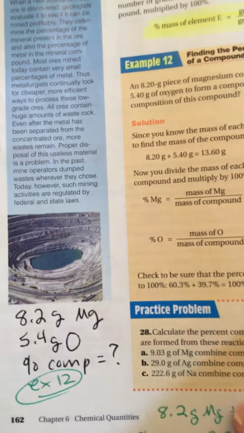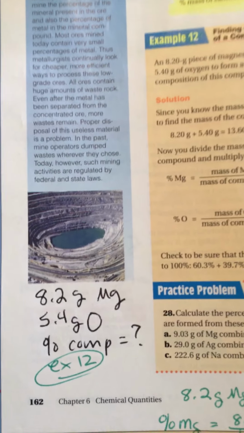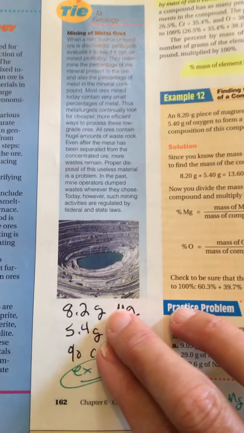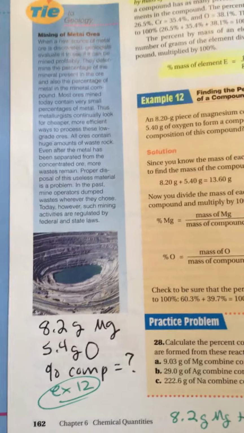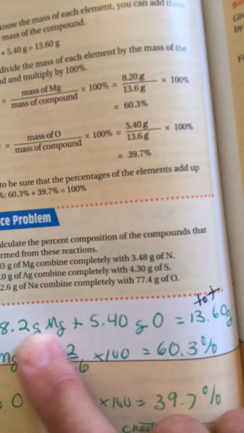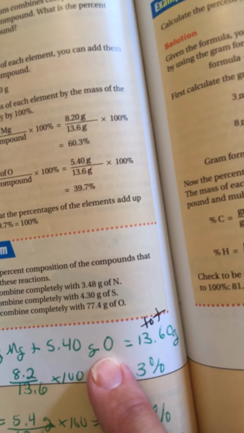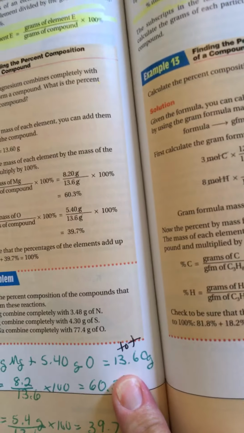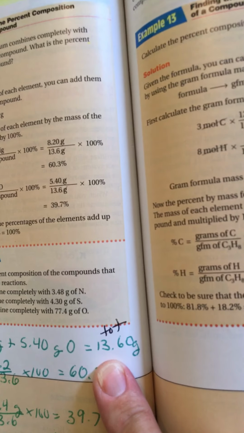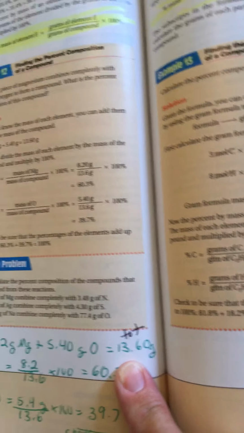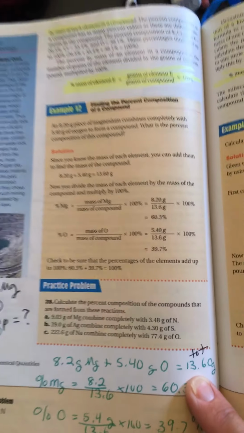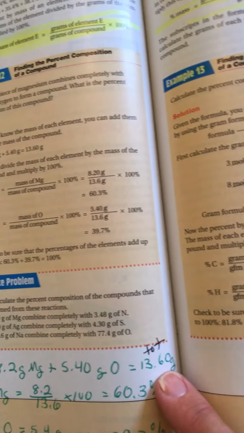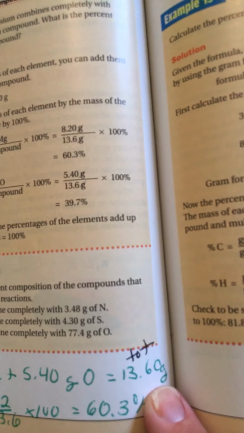Matter can neither be created nor destroyed, only change from one form to another. So whatever we put in is the amount of matter we're going to get out, and we can find out what that is. We put in 8.2 grams of magnesium and 5.4 grams of oxygen. We add them up, and the total mass that we put in and the amount we're going to get out is 13.6 grams of our compound. Okay, so that's what you do first.